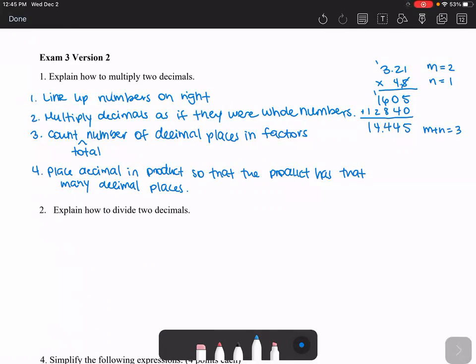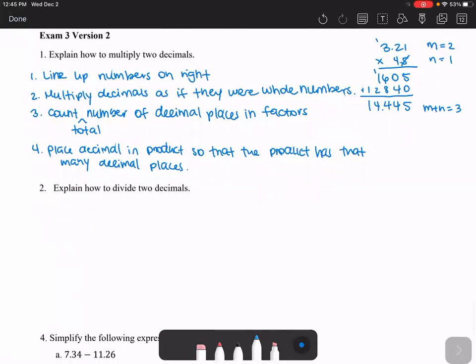Okay, I'm gonna go ahead and do the next one. That's explaining how to divide 2 decimals. So again, you do not line up the decimal places. What we're going to do is, I know I've done this in a past review video, but I'm just gonna do it again, just because.